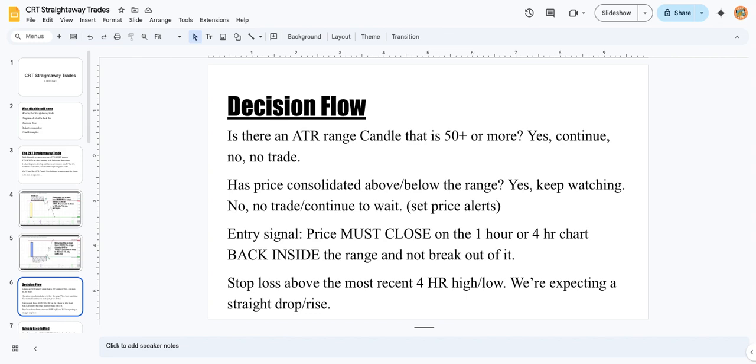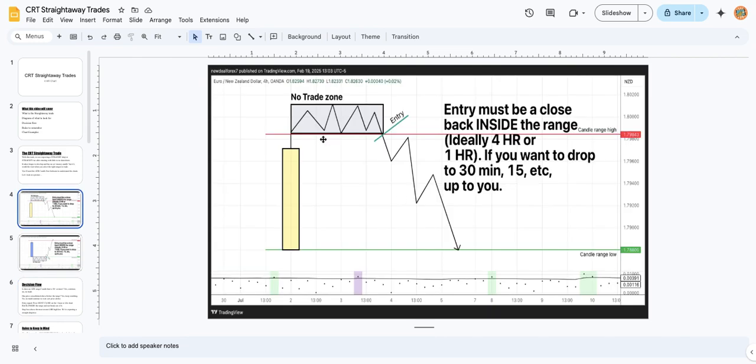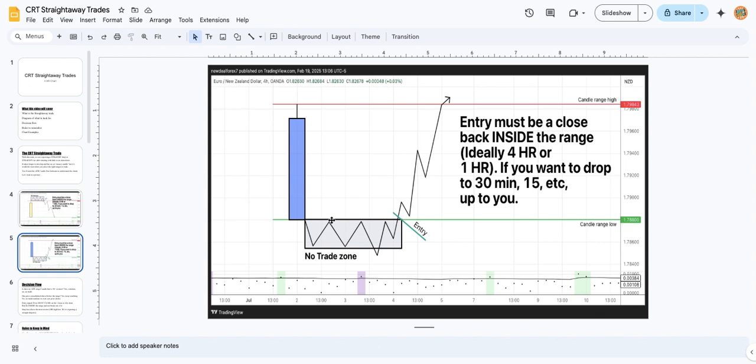Okay, and again, set a price alert at the high or low, so you'll at least be aware that, hey, look, price may be crossing this. Just because the alert goes off doesn't mean that price is going to close above it, but at least you'll have the heads up to say, hey, you might be ready to get in on this trade.